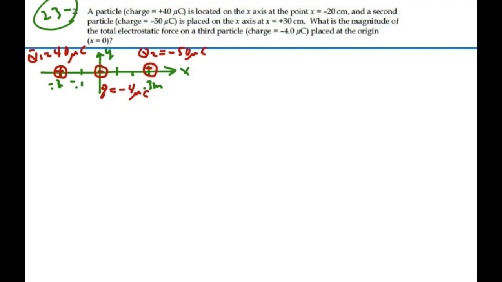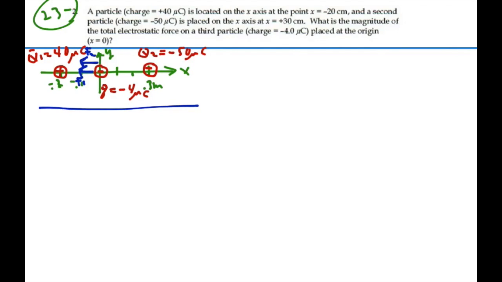microcoulombs. So we have an attractive force between this charge and the positive charge to the left, and then we have a repulsive force from the negative charge on the right. So there'll be two forces on this middle charge, and they both would be to the left. We want to find the magnitude of these two forces. Let's call them F1 and F2, and then add them together, and they will be in the left direction.